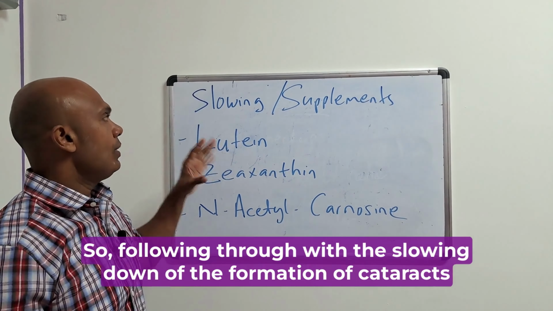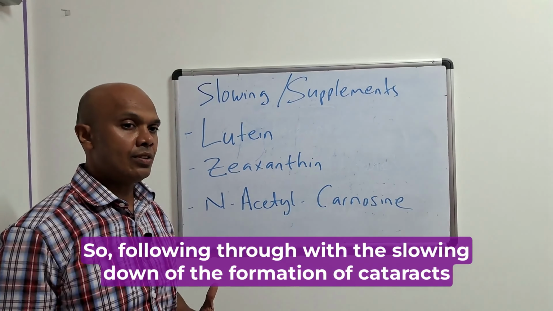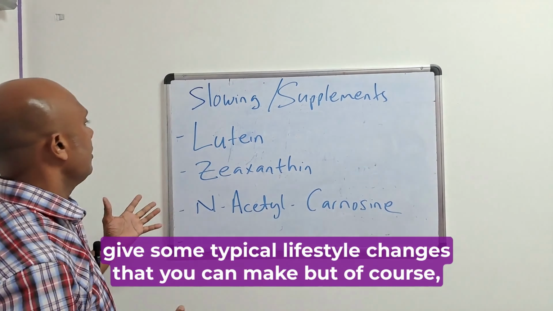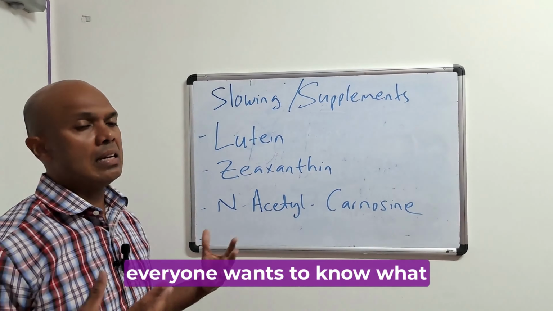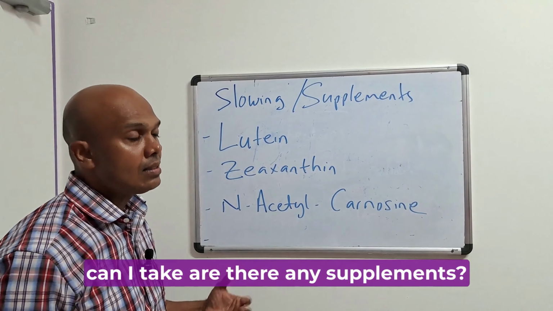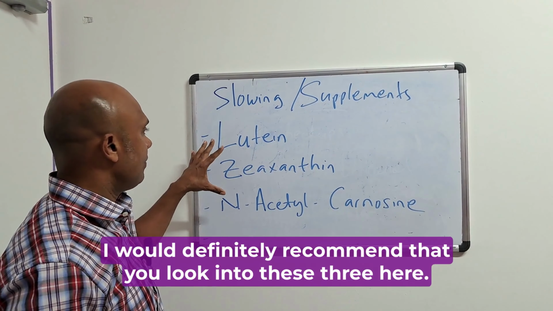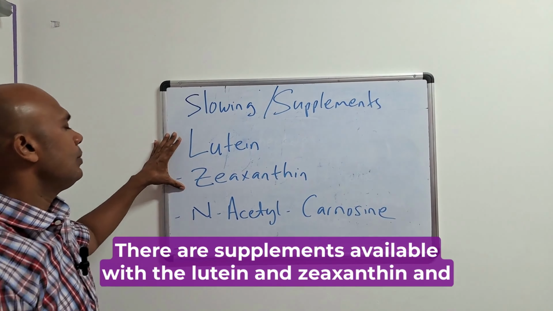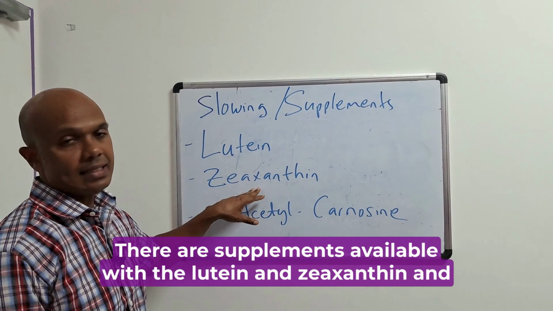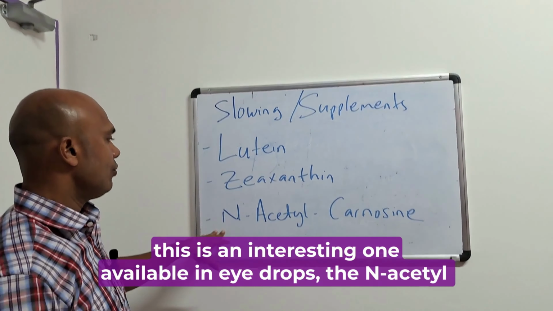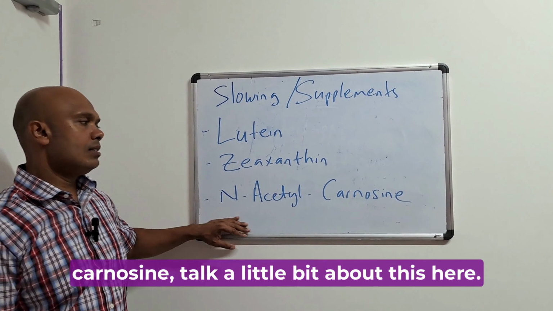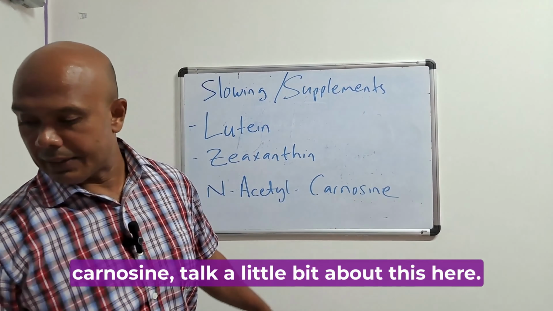So those are some typical lifestyle changes that you can make. But of course, everyone wants to know, what can I take? Are there any supplements I can take? I would definitely recommend you look into these three here. There are supplements available with lutein and zeaxanthin. And this is an interesting one, available in eye drops, the N-acetylcarnosine. I'll talk a little bit about this here.